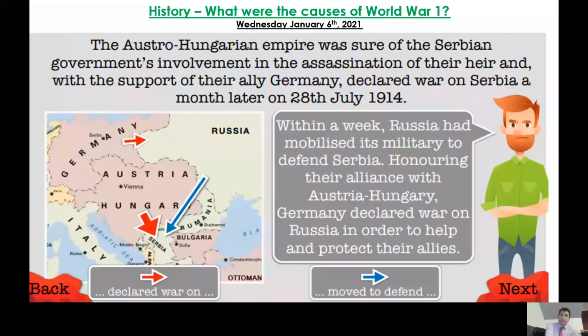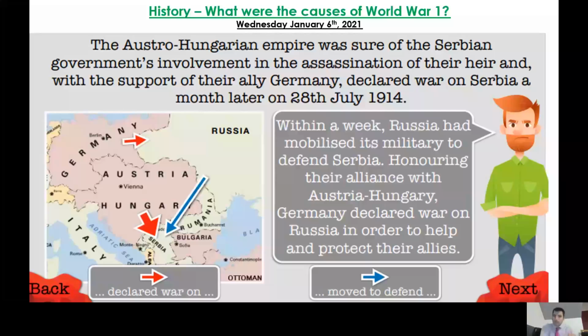Now, the empire was sure that the Serbian government was involved, and therefore the Austro-Hungarian Empire, with their alliance with Germany, declared war on Serbia a month later. So one month later, on the 28th of July, they declared war. Now, because they'd said they'd fight, Russia then said that they would defend Serbia, honouring their alliance with Austria-Hungary. Germany then decided that it had to have its war with Russia.